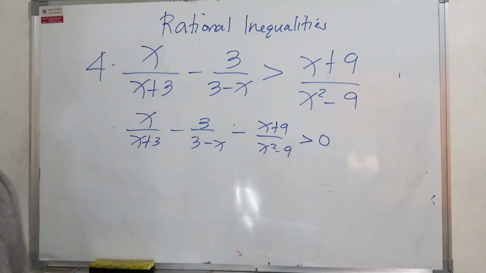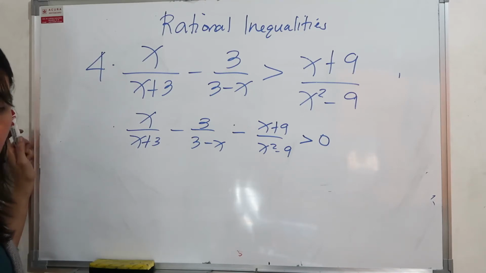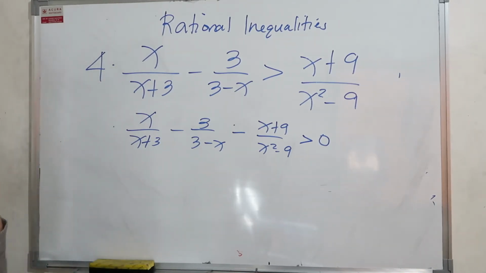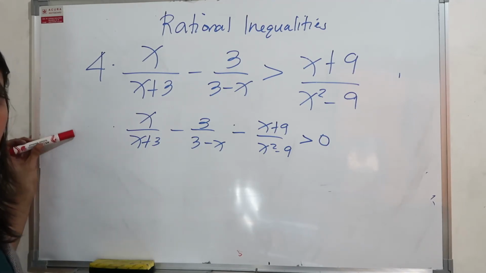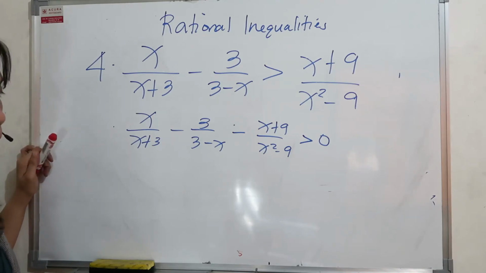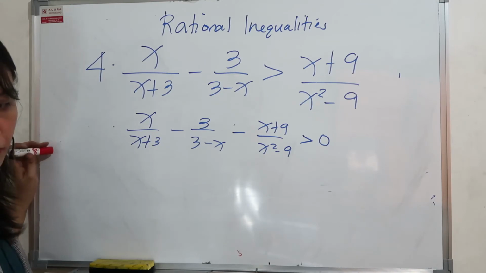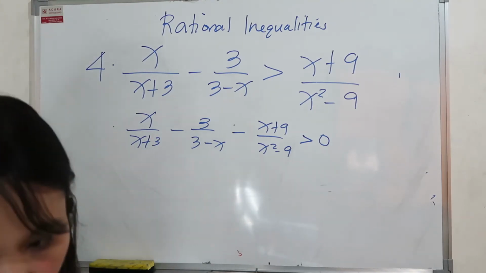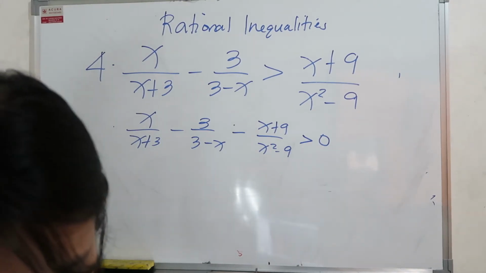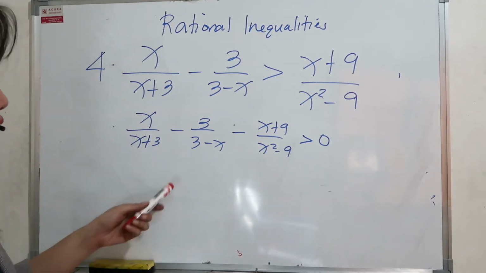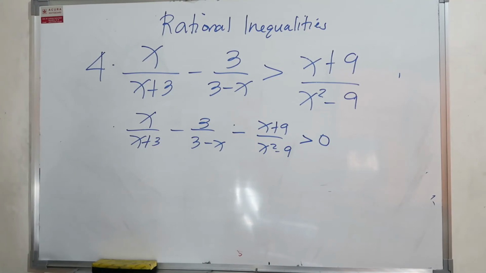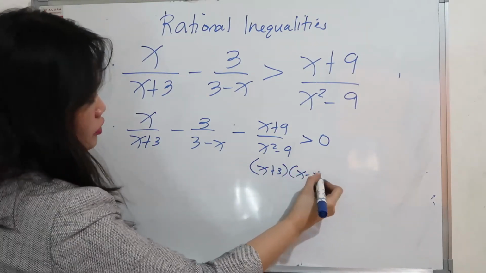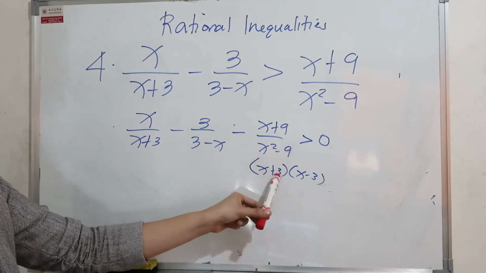Okay, so how can we make it a single fraction? What's the LCD in this particular example? X squared minus 9. If you get the factors of that one, it will be x plus 3 and x minus 3. The factors of x squared minus 9 are x plus 3 and then x minus 3.